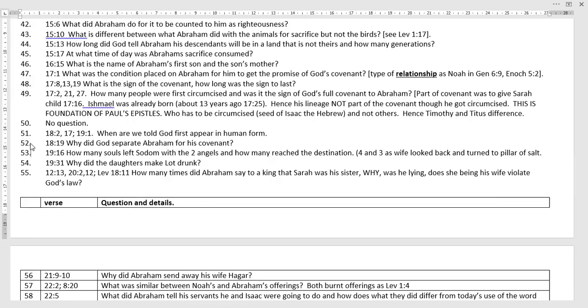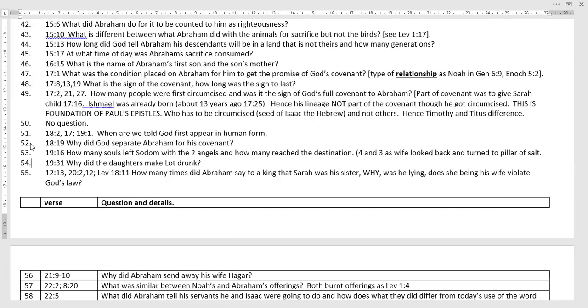Question 53, how many souls left Sodom with the two angels? Right, okay, remember that we read a soul is a person, so how many people? I put a soul in just to remind you that a person is a soul. And how many reached the destination? So we know Lot, his wife, and his two daughters left. That's four people, but only three of them arrived, Lot and his two daughters, because the wife looked back. You can see the answer in 19:16.